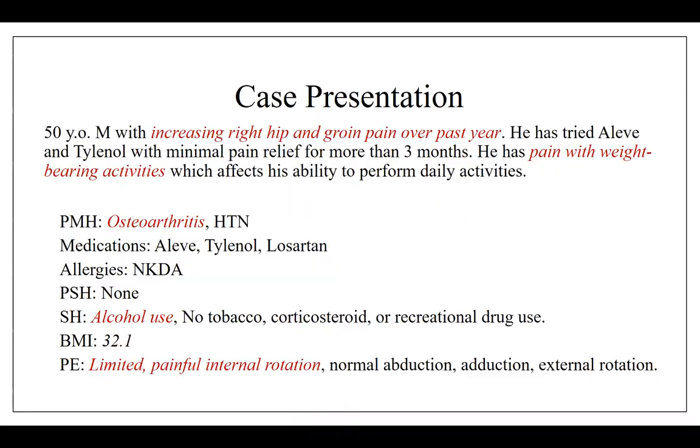This patient is a 50-year-old male with increasing right hip and groin pain over the past year. He has tried Aleve and Tylenol with minimal pain relief for more than 3 months. He has pain with weight-bearing activities, which affects his ability to perform daily activities. Past medical history is significant for osteoarthritis. Social history is significant for alcohol use. He has no tobacco, corticosteroid, or recreational drug use. Physical exam is notable for limited, painful internal rotation.